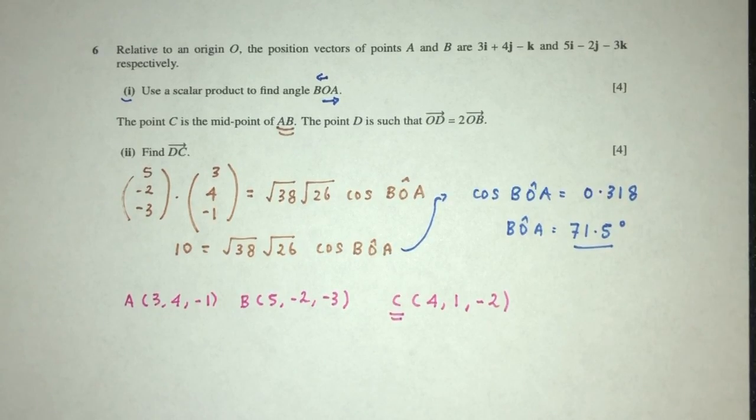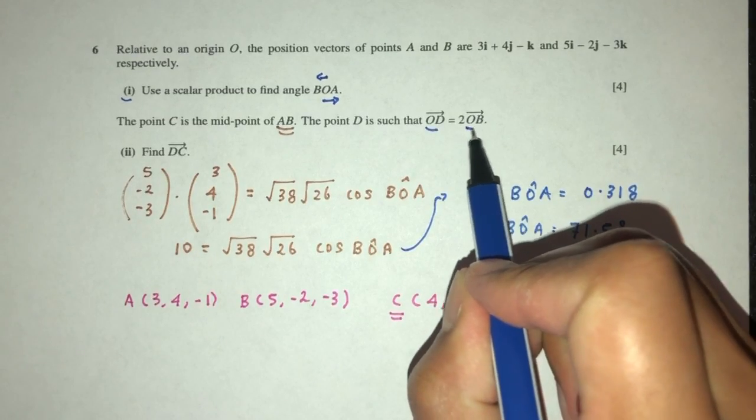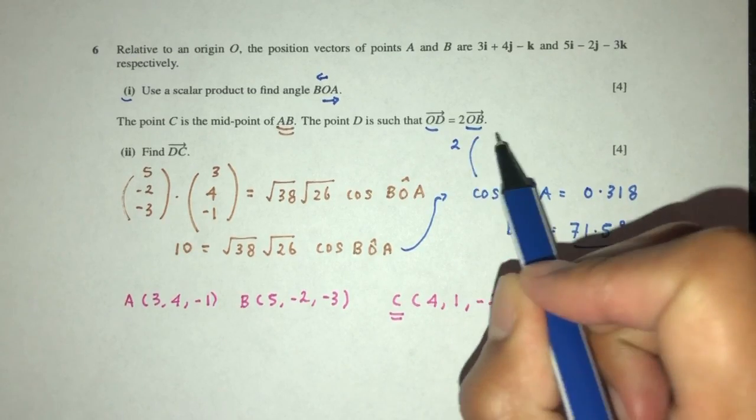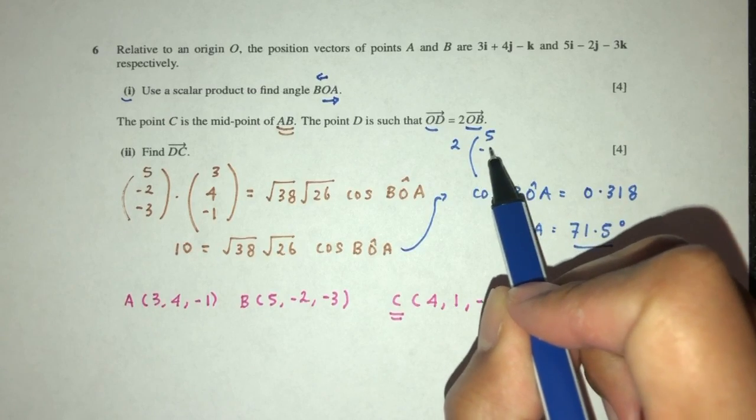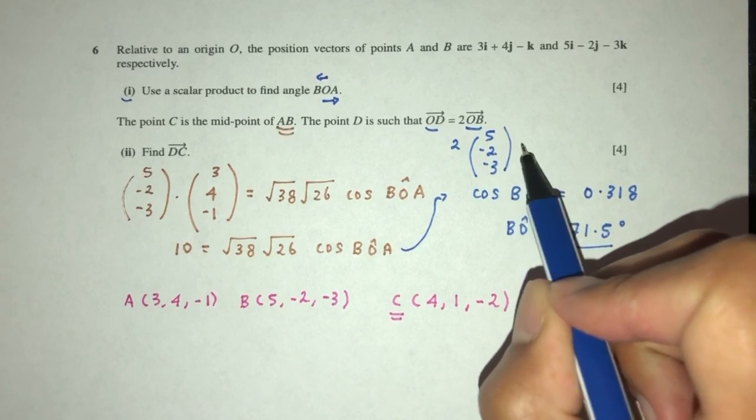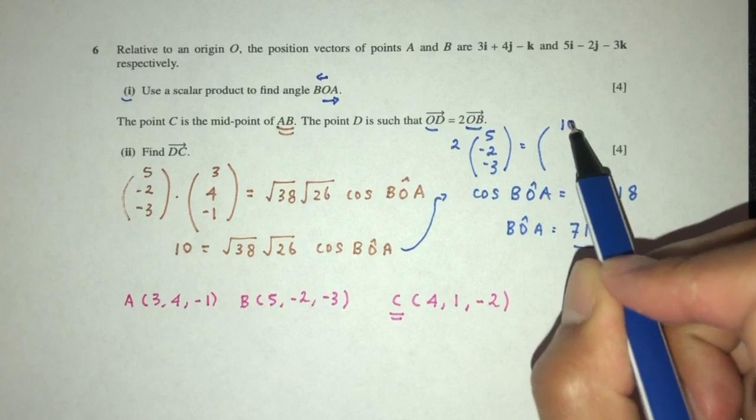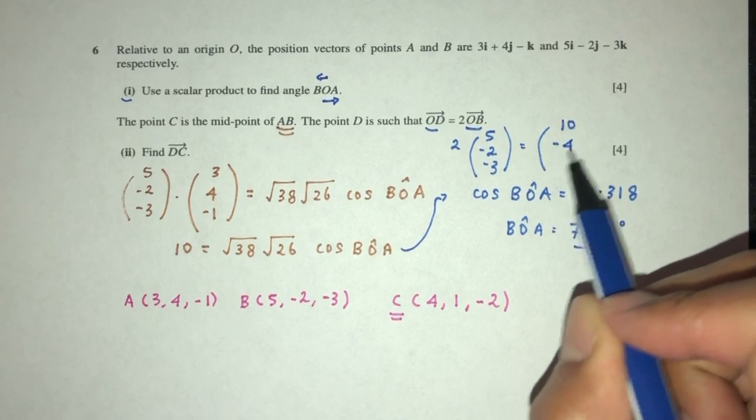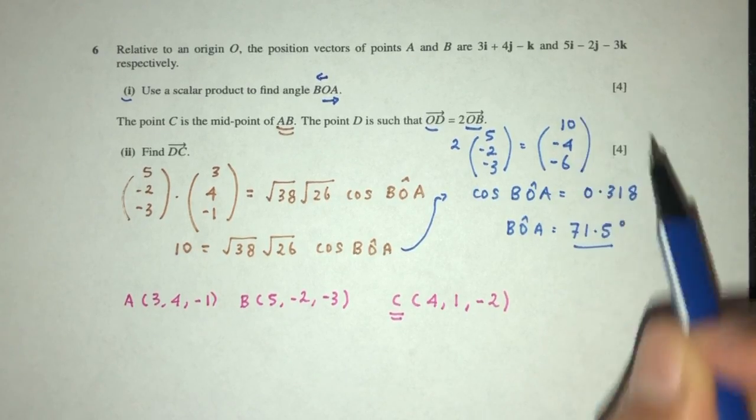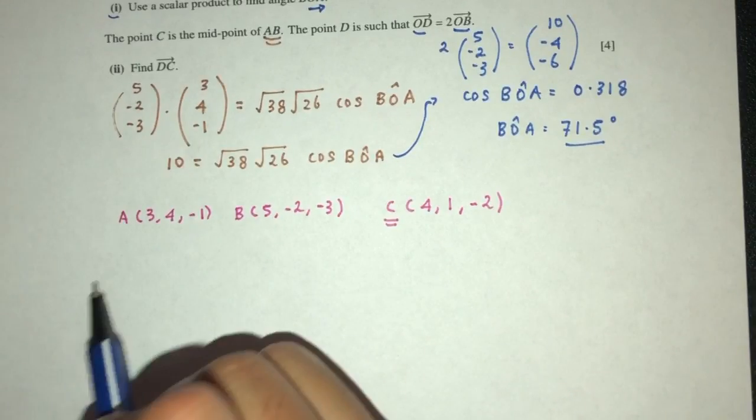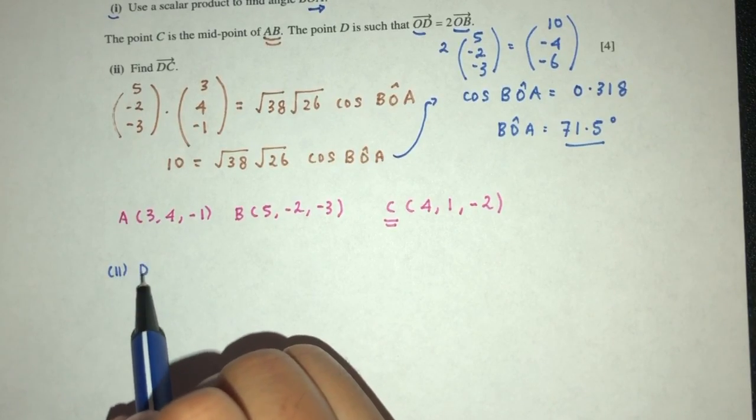Now what's next? Here we have the point D is such that OD is 2 times OB. So 2 times OB is 5, minus 2, minus 3. That should be 10, minus 4 and minus 6. Right. So finally we have to find the value of DC.